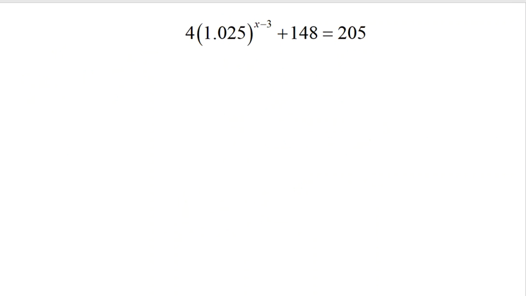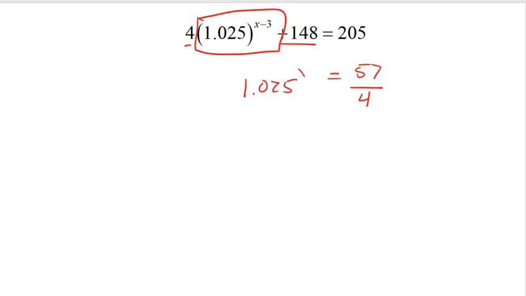All right, let's do one more here that got really ugly. It's got some decimals. No big deal. Got to move the 148 over. Got to divide by the 4. Got to isolate the exponential part. Okay. So unfortunately, I'm not that great at math, so I'm going to go ahead and use my calculator. 205 minus 148 is 57. And then 57 divided by 4 is 57/4. It doesn't give me a nice answer. So I get 1.025 raised to the x minus 3.